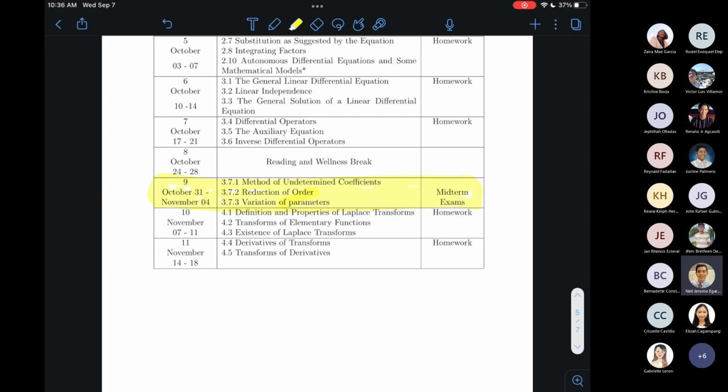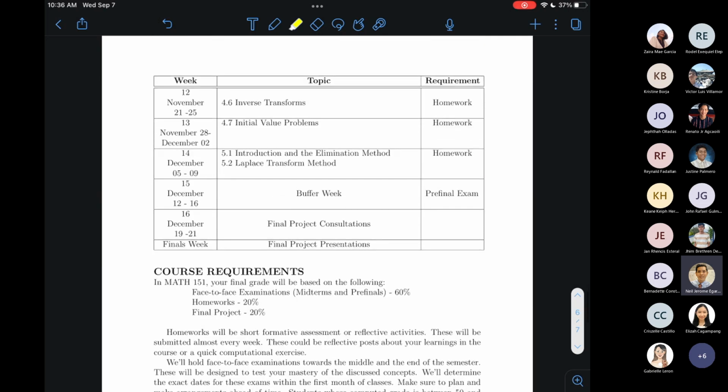It's right after the reading break. And then there's another face-to-face exam that is required for everybody. That's on week 15, December 12th to 16th. And again, I'll inform you as soon as I get the date so you can again make appropriate arrangements.